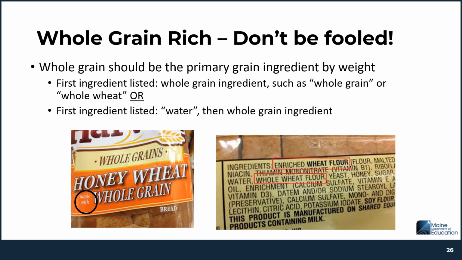So would you consider this a whole grain? The answer is no, and that's because enriched wheat flour is not a whole grain product. It needs to have the word whole to be considered whole grain rich. It's really important to get familiar with reading product labels and ingredient lists.